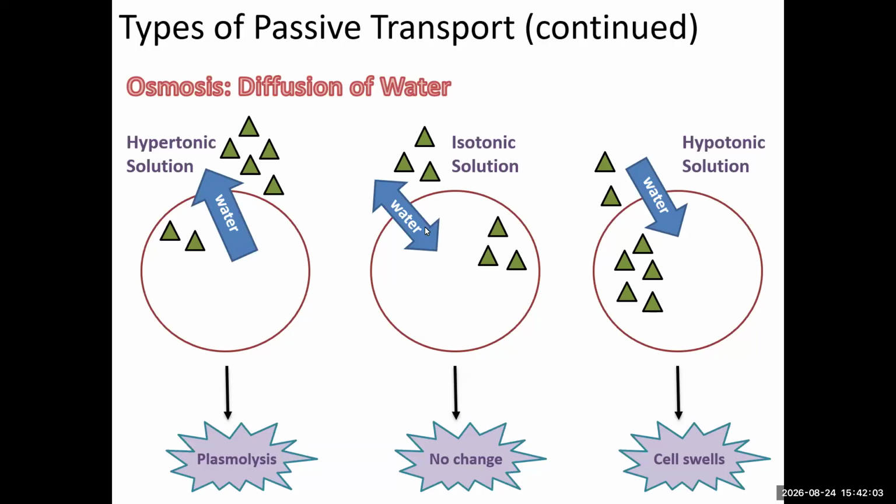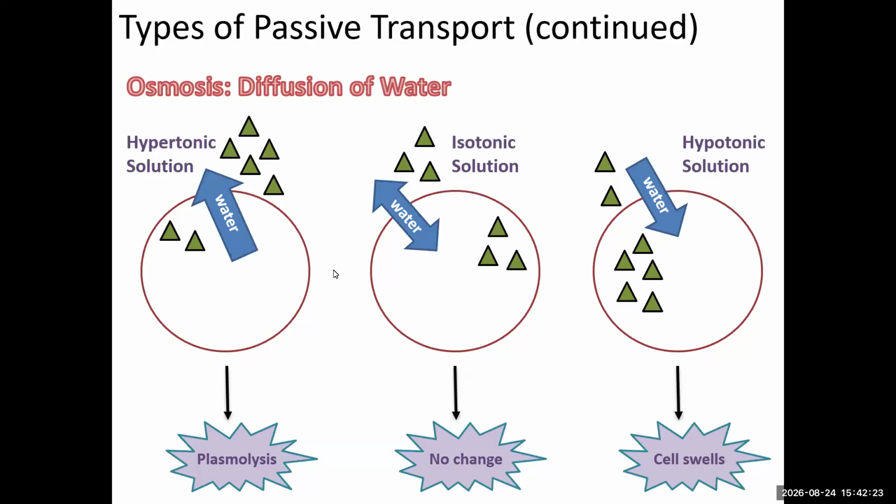Okay? So what if we place a bacterial cell in a solution that has equal amounts of solute inside and outside the cell? We call this an isotonic solution. In this case, water is just going to naturally enter and exit the cell at the same rate. There's no rushing of water.